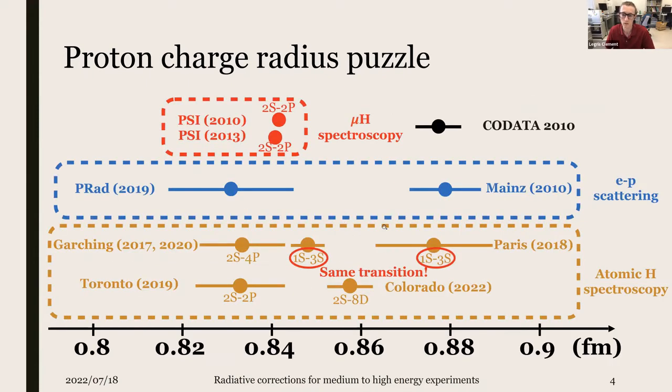As you can see here, as Jan explained before, there's a discrepancy in the electric form factors obtained by the Paris experiment and by the Mainz experiment. And we can also think about the discrepancy in the proton charge radius obtained with the same transition using atomic hydrogen spectroscopy.